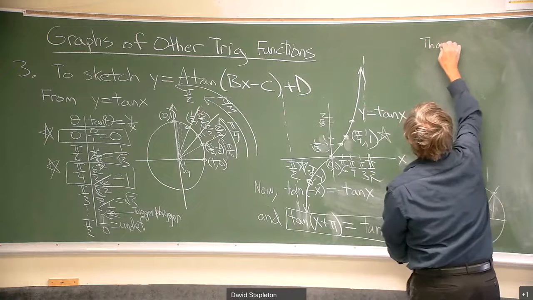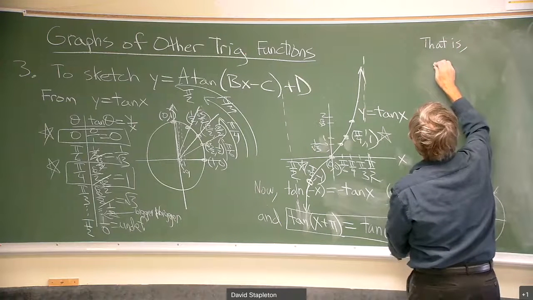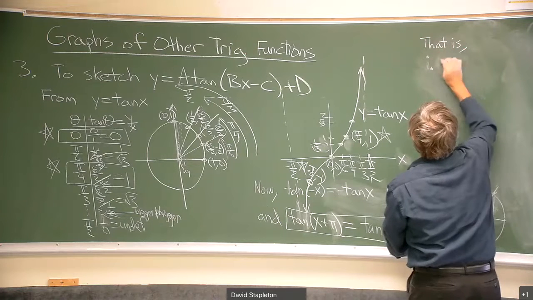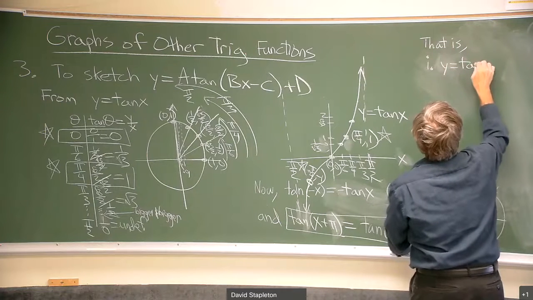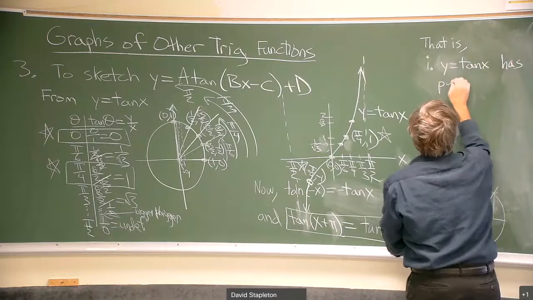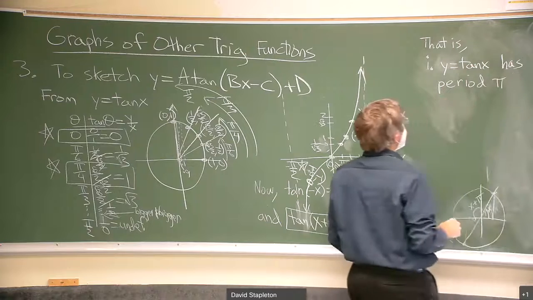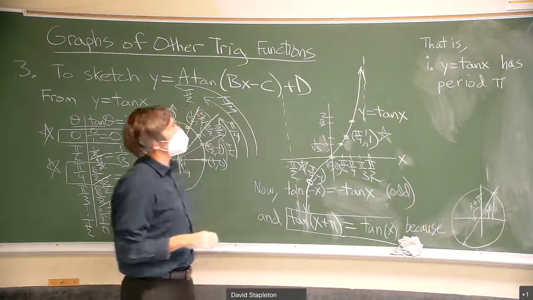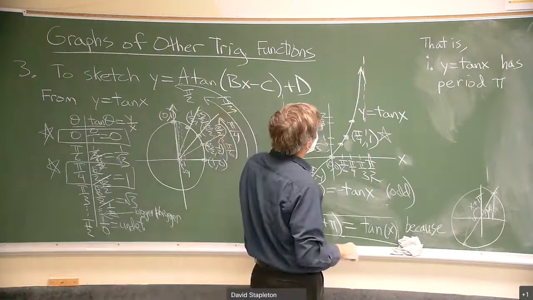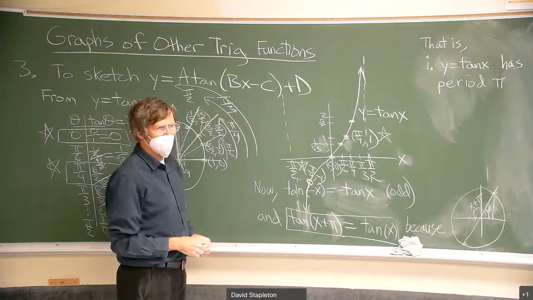y equals tangent x has period pi, repeats every pi units, just like sine and cosine repeated every 2 pi units. Now, if it has period pi, we know how to graph the whole rest of it, don't we? If you think about it.